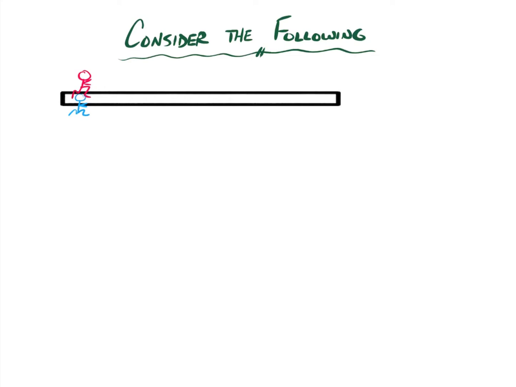Let's say you have two runners, the red runner and the blue runner, and they're going to run along this straightaway one-dimensional path. So let's say the red runner runs, I guess, maybe 80-90% of the track, and the blue runner only runs about 50%.